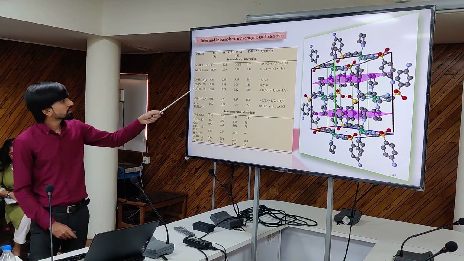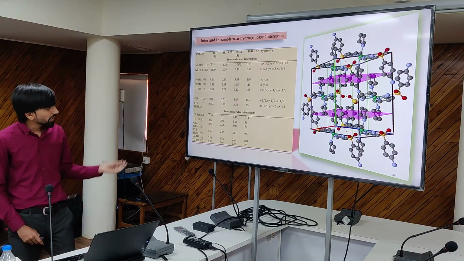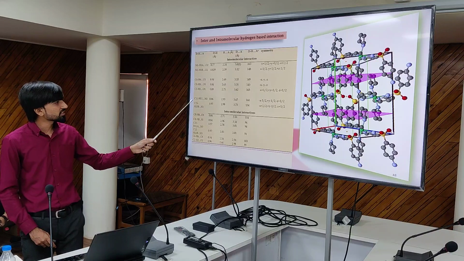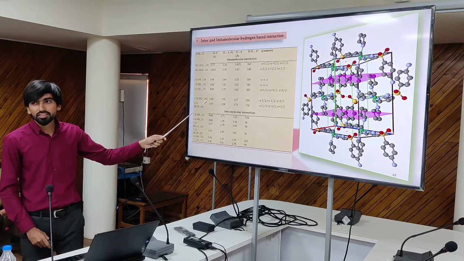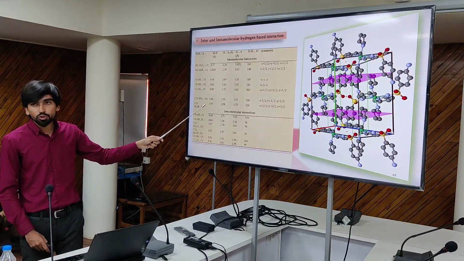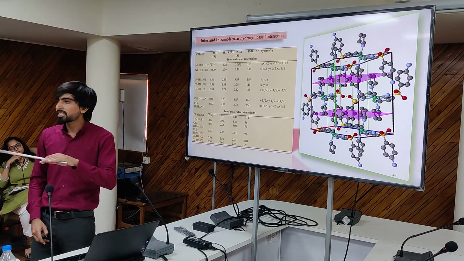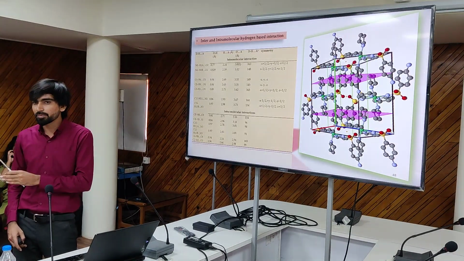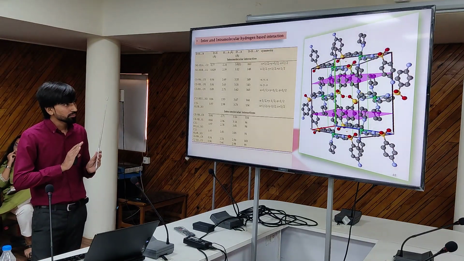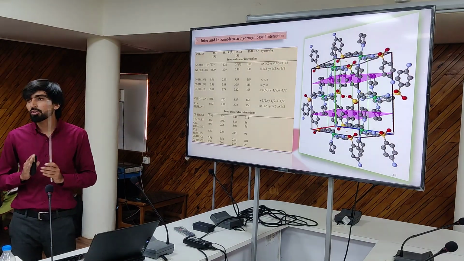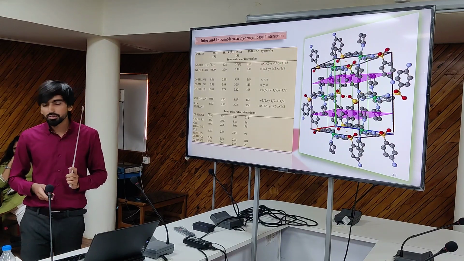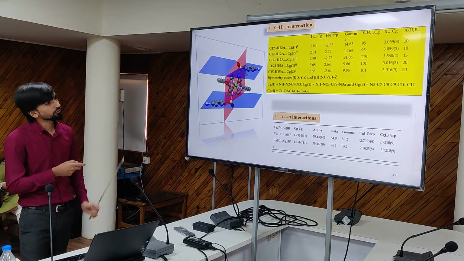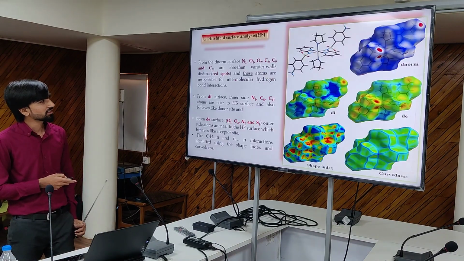In this case also, the CHO interactions are more compared to the NHO interactions, and one additional interaction is the CHN interaction. A very interesting thing is that the NH2 group plays a major role as a donor, and at the same time it also plays a major role as an acceptor. So in this structure, NHO plays a major role toward the molecule stability. This is a few CH and pi interactions.